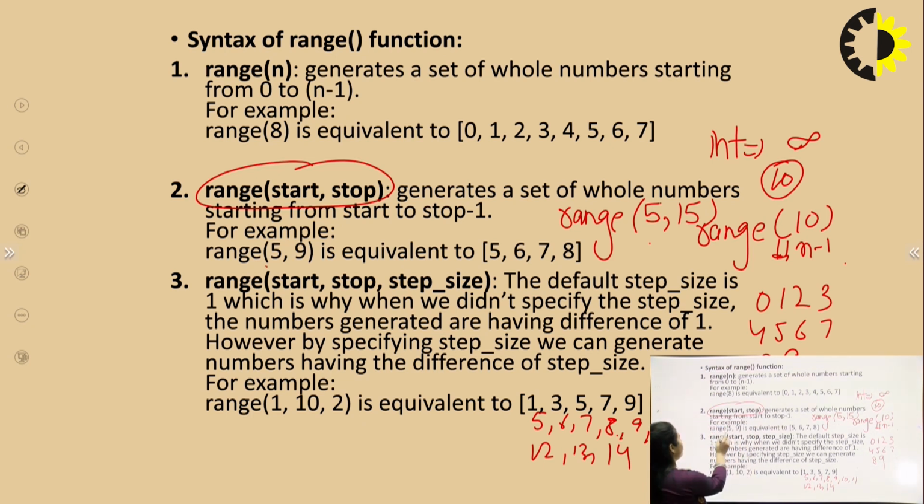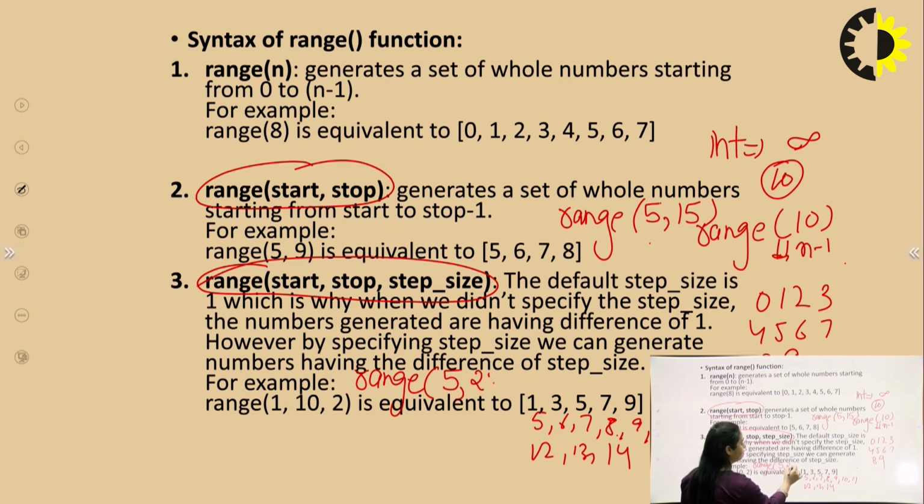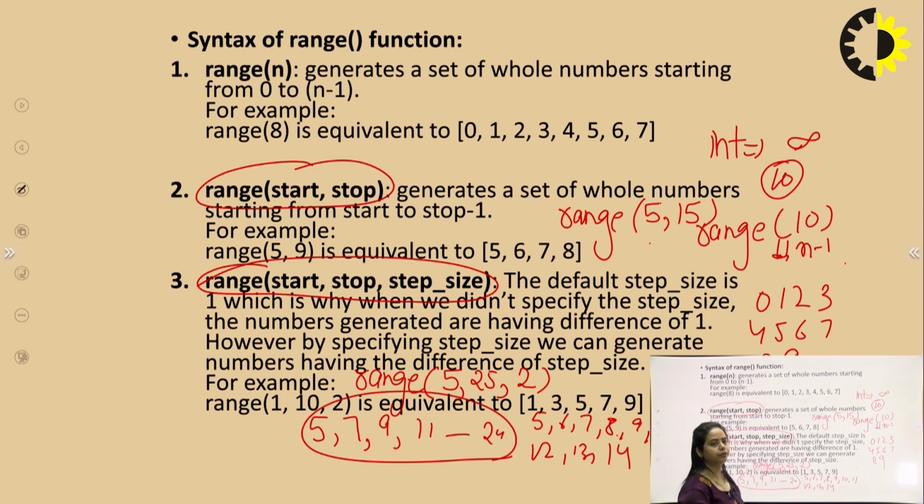Now, the third syntax of the range function: I still want numbers starting from 5, but with a jump of 2 numbers. I want 5, jump of 2 to 7, jump of 2 to 9, and so on. So I will use the range function starting from 5, ending at 25, with a jump of 2. The output will be 5, it will skip 6 and jump to 7, skip 8 and jump to 9, 11, and so on till 24. This will be the output of this range function. According to our convenience and our action, we will use one of the range syntaxes.